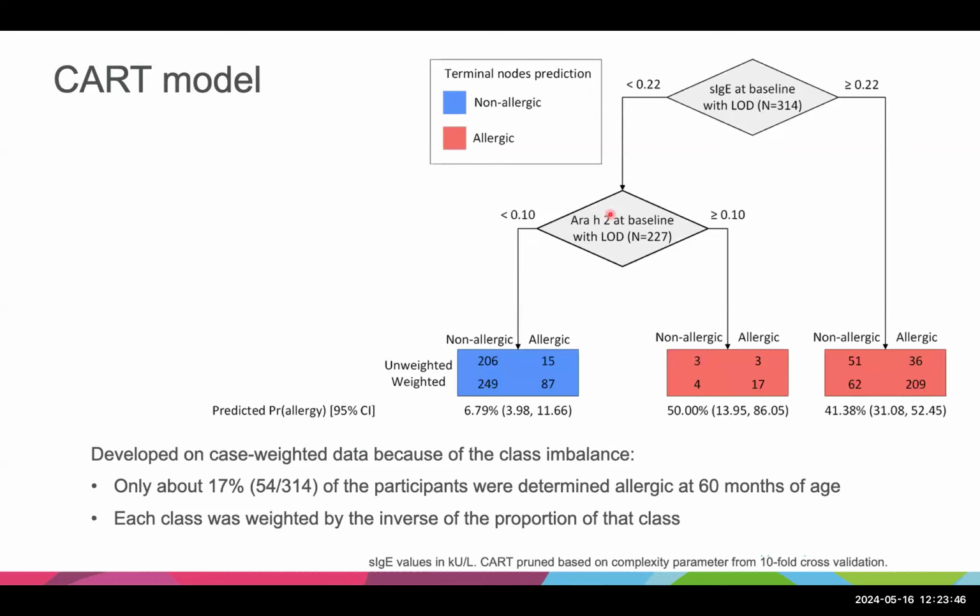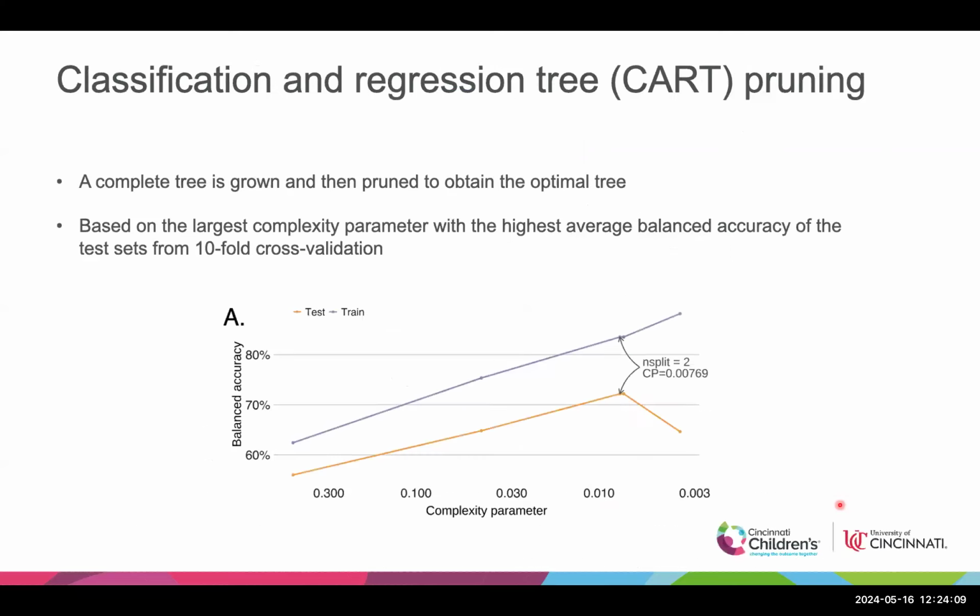Next, we built a CART because we wanted to have an interpretable model and risk subgroups out of this. We did this on case-weighted data because of the class imbalance. As I said, only 17% of the participants were determined allergic at 60 months of age. So each class was weighted by the inverse of the proportion of that class to get class-balanced data to grow our tree. To determine where to prune our tree, we first grew a full tree, as deep as we can grow it, and then used tenfold cross-validation to find the best complexity parameter to split, like how deep we should grow the tree.